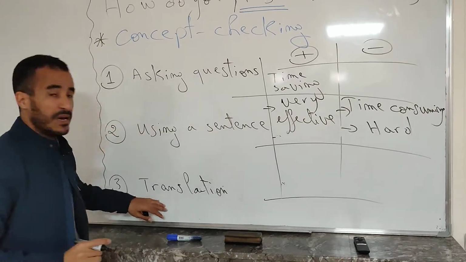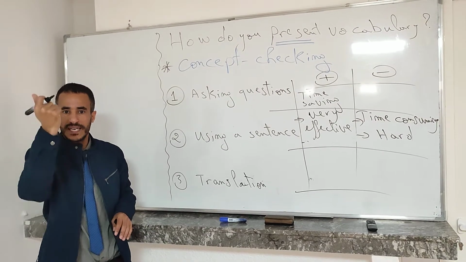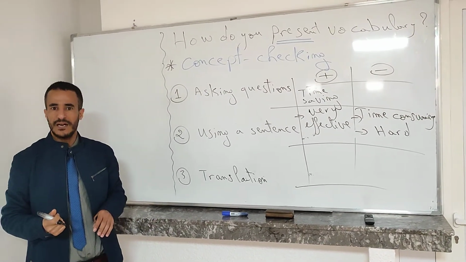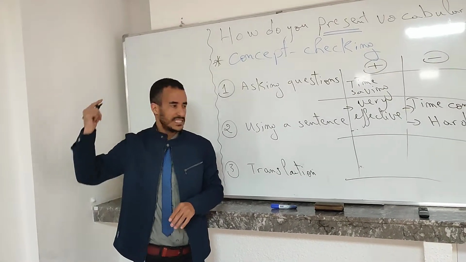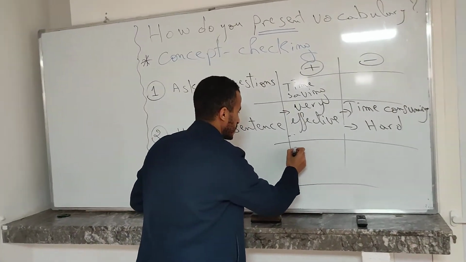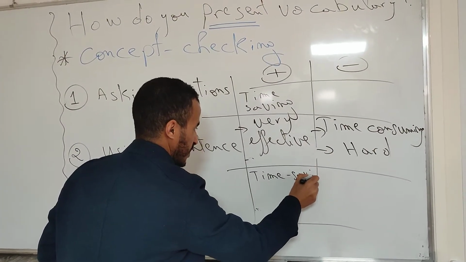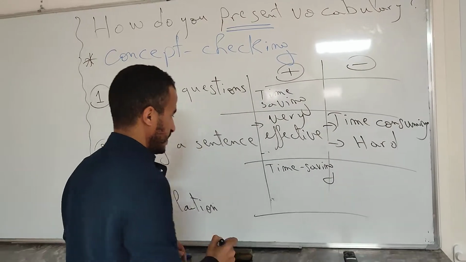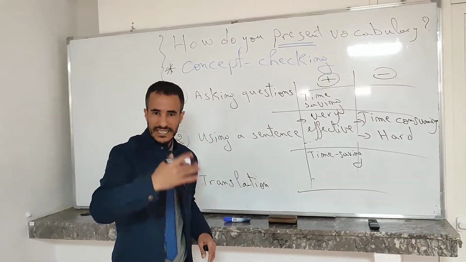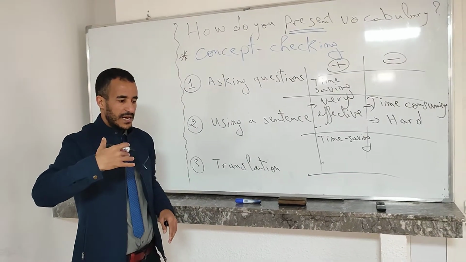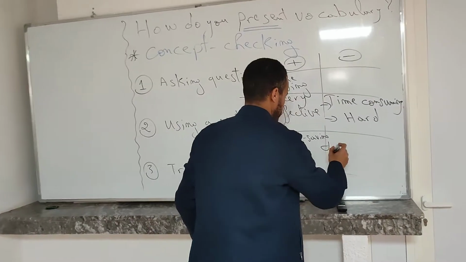Now, translation, what is good about it? Very quick, time saving. What is blue in Arabic? Teacher, it is azraq. What is yellow in Arabic? Teacher, it is asfar. So, time saving, and it's very quick. What is not good about it is the mother tongue. They may have a bad habit in their classes of using their mother tongue.